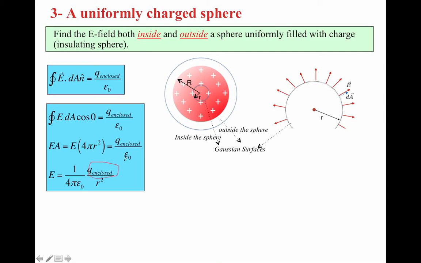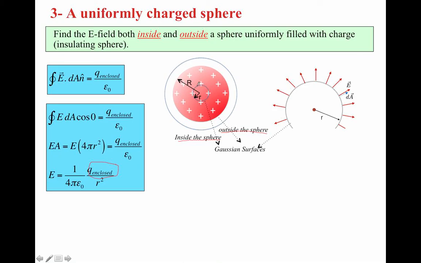Now, for the second one, this is my Gaussian surface when I am outside the sphere, and this is my Gaussian surface when I am inside the sphere. If I am outside the sphere, the charge enclosed is simply the total charge Q. So this is easy if you're outside the sphere, the spherical charge.